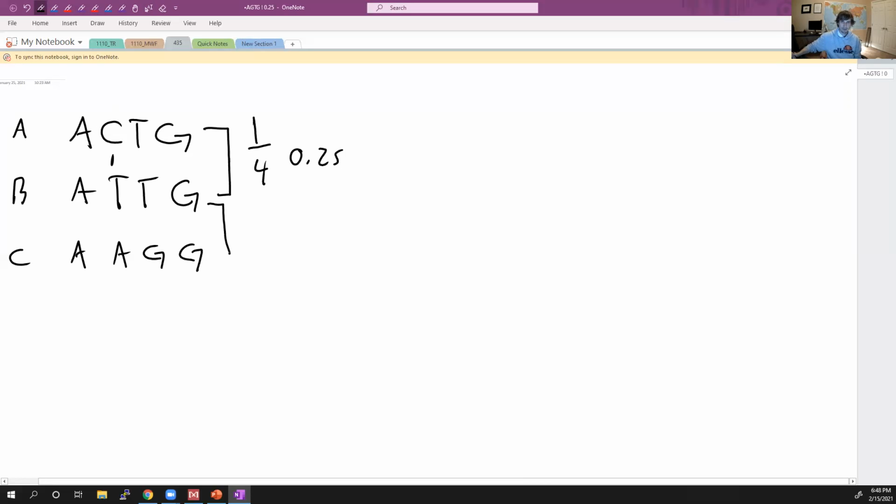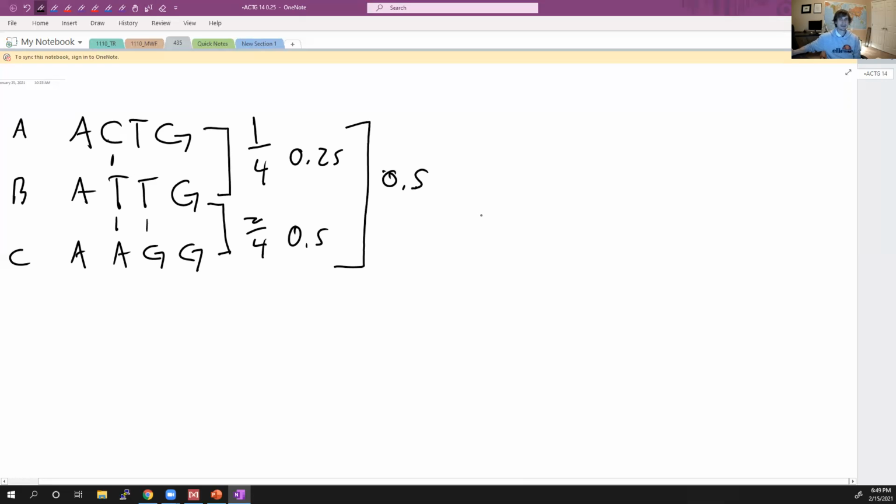We can do the same thing, B to C. Here we have 1 change there and another change there, so 2 out of 4 changes. So 0.5 is going to be the distance between B and C. And if we compare A to C, we have the C to A and a T to G, and those are the differences. So that's also going to be a distance of 0.5.